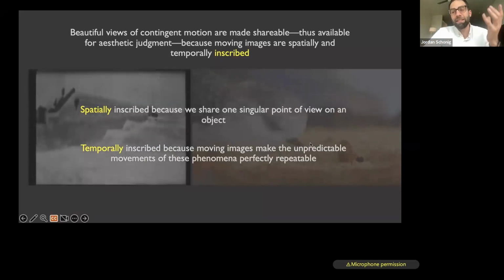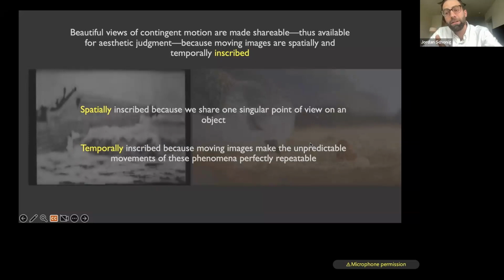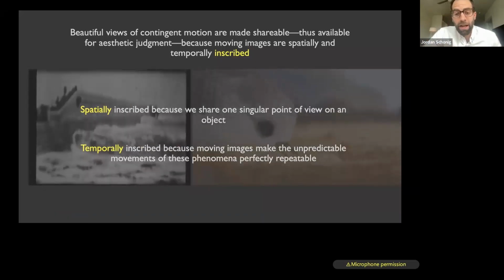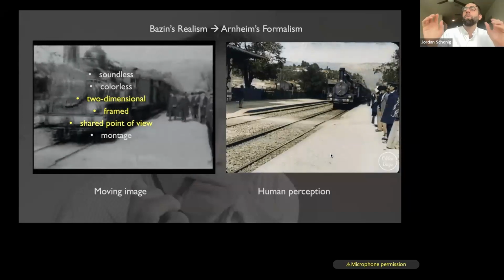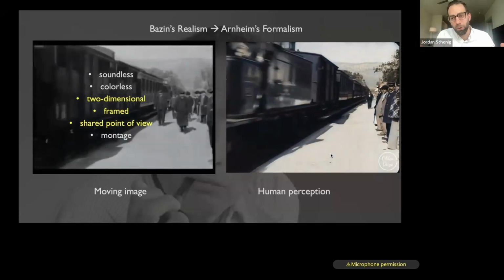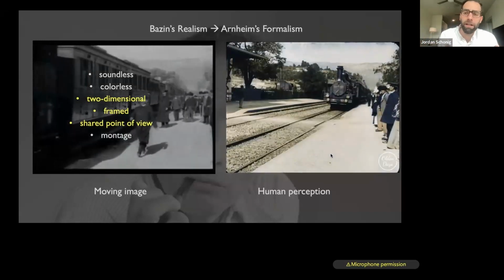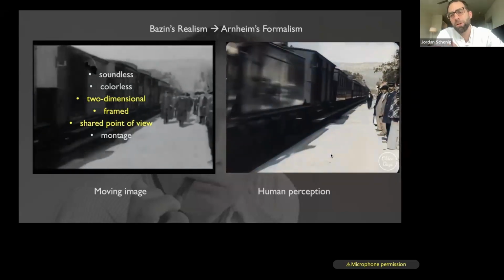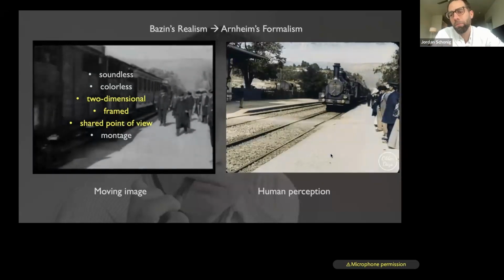So I want to say that this is equally the case of CGI images, just because CGI images are also moving images. And it might help explain what it is that moving images do to the history of perceiving the natural world in motion. And I want to make clear that in making this observation, I'm doing something similar to what Arnheim is doing when he's talking about the moving image.